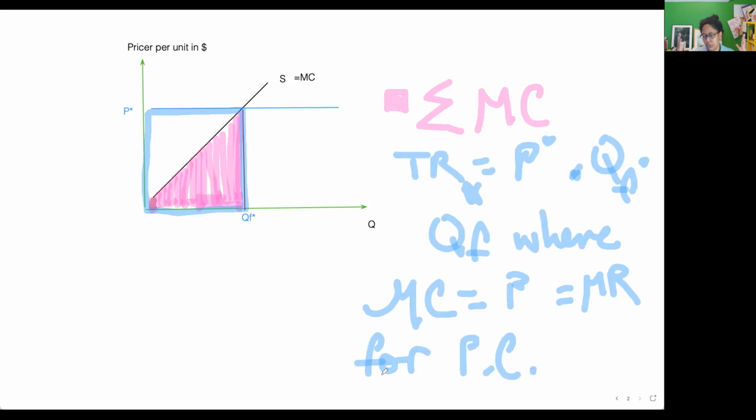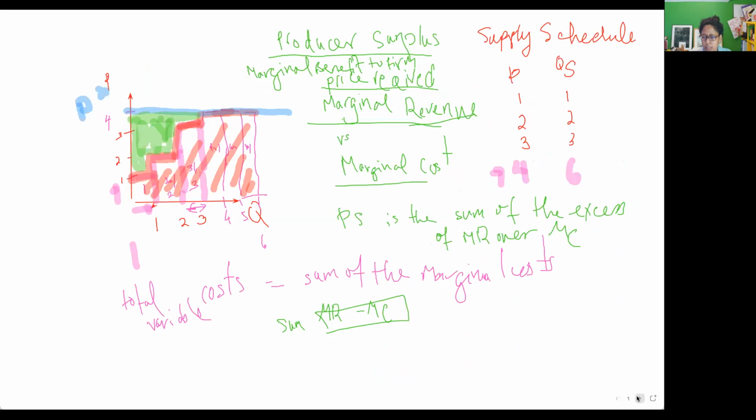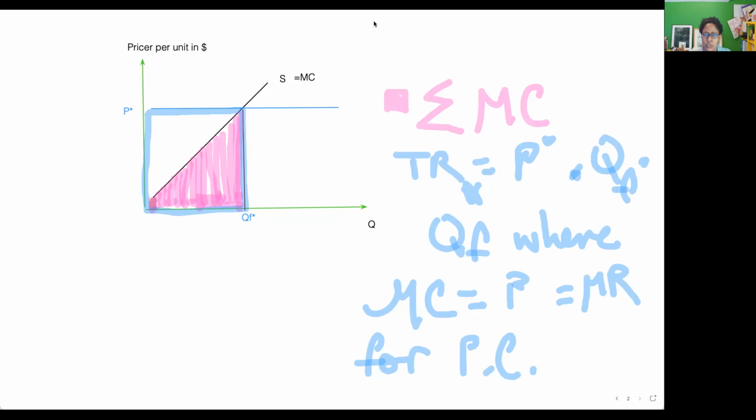So if you were to literally picture in your head that you had printed this, you cut out the blue box, which is the total revenue, and then you cut out the costs. So what's left? Let's use that green. What's the producer surplus? It would be what you would have had left. And so the green is my producer surplus.